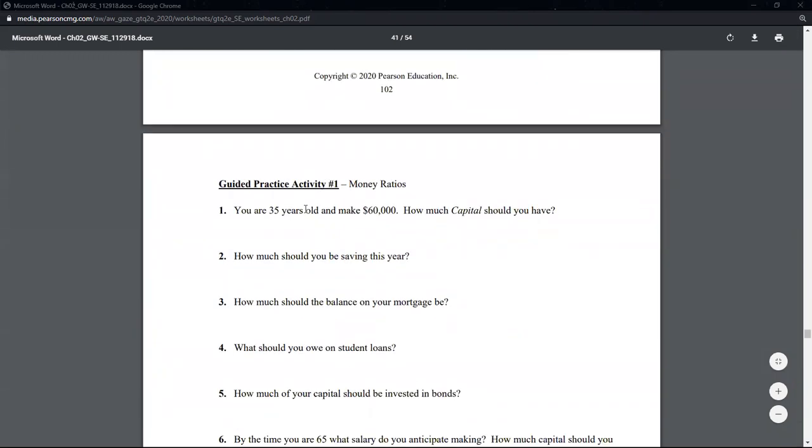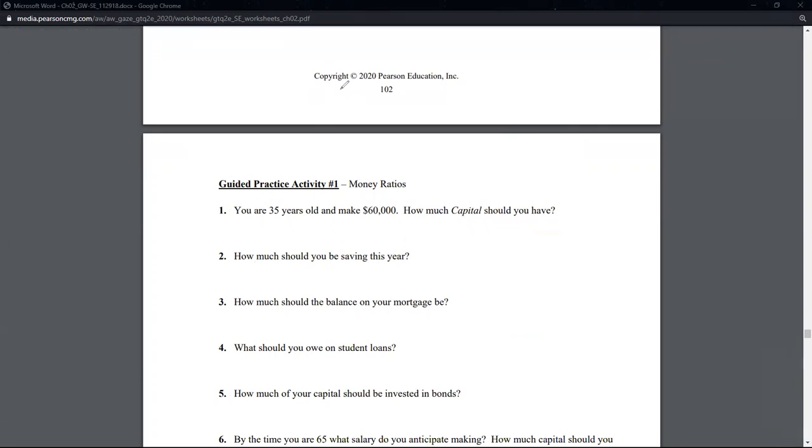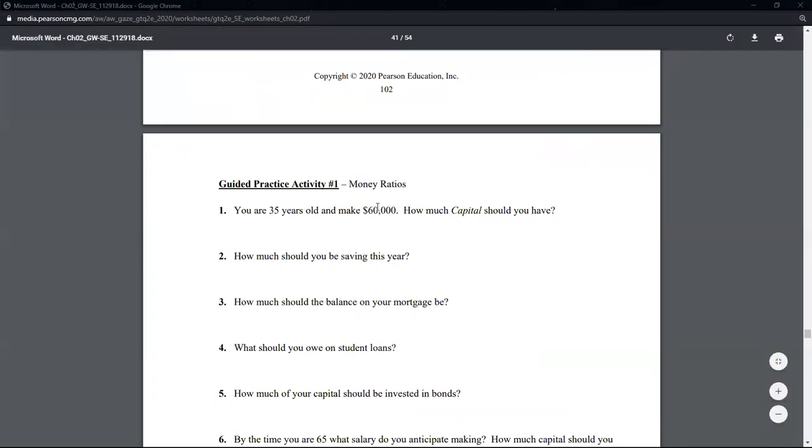So you are 35 years old and you make 60 grand. How much capital should you have? I will do this one and only this one. So, oops, I shouldn't have put it on annotate yet because I got to go back to the table. You are 35 and you make 60 grand, which is pretty good for a 35-year-old in my opinion. It's more than the average American. How much capital should you have set aside at that point?